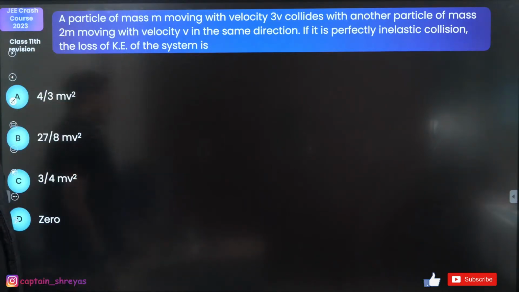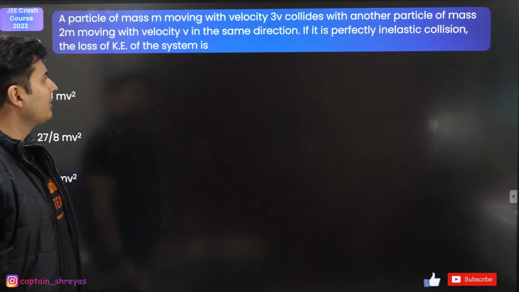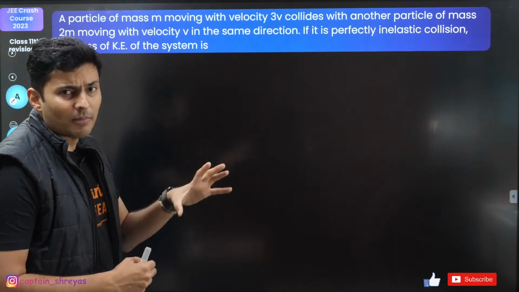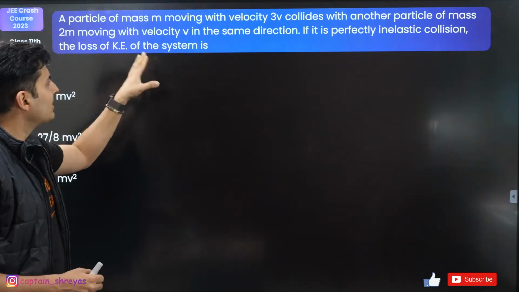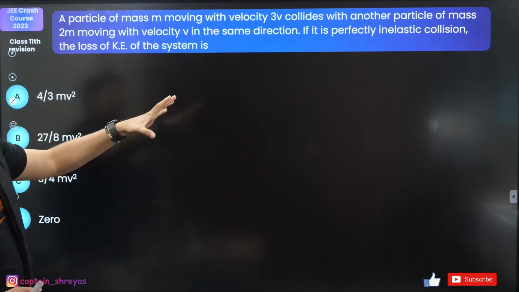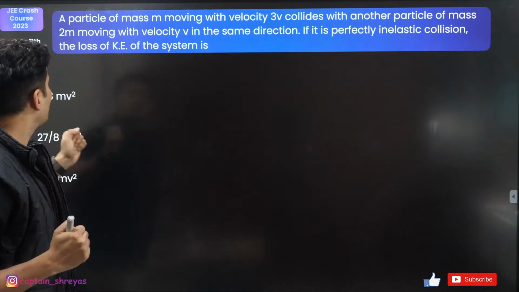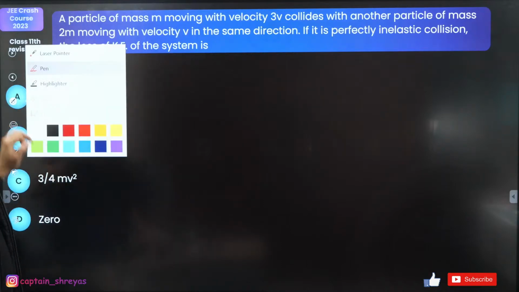Moving on to another question. A particle of mass m moving with speed 3v collides with another mass 2m moving with speed v, in the same direction. There is a perfectly inelastic collision. The loss of the kinetic energy of the system is.